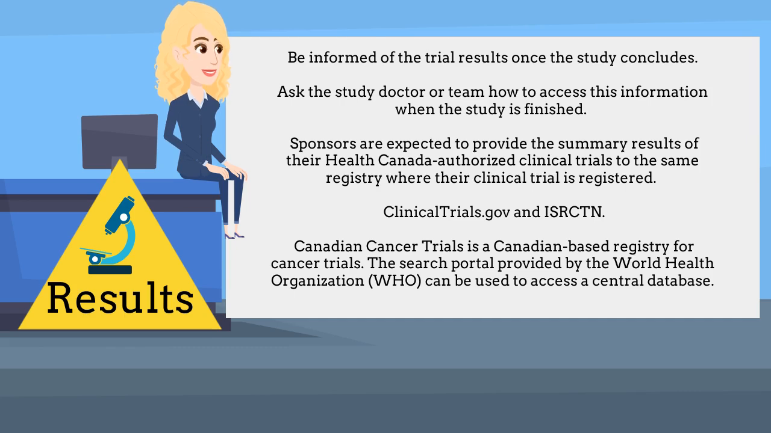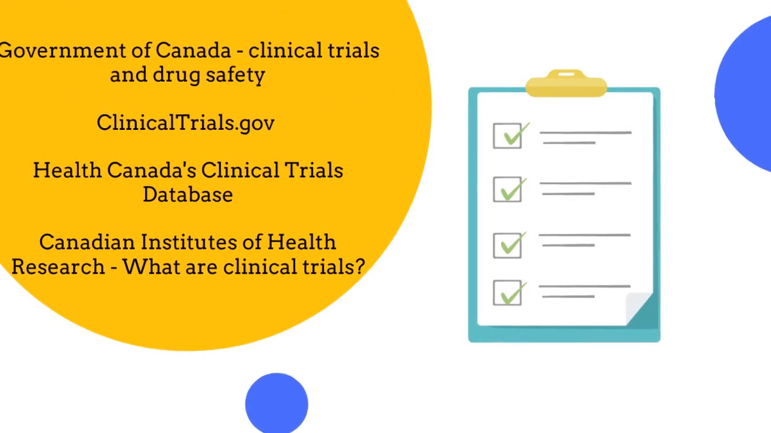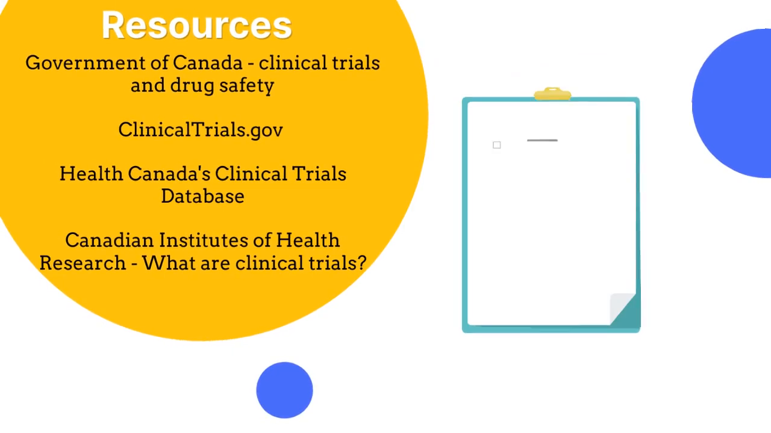Sponsors are expected to provide the summary results of their Health Canada authorized clinical trials to the same registry where their clinical trial is registered. This can be, for example, on clinicaltrials.gov or ISRCTN. There's also the Canadian Cancer Trials, which is a Canadian-based registry for cancer trials. And there's also the search portal provided by the World Health Organization, which can be used to access a more central database. Here's a recap of the resources we've mentioned so far.